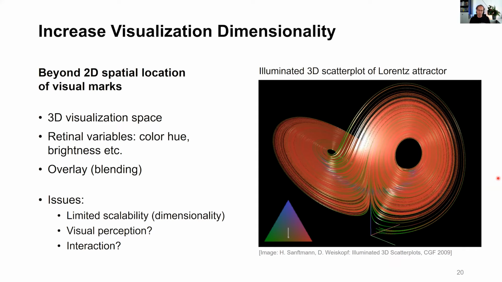First, it has limited scalability for increasing data dimensionality, because of course there are limits to our visual perception. Second, care has to be taken that the additional visualization dimensions can be perceived effectively. And third, interaction might become harder with such a visualization. For example, picking elements in 3D space is much harder than a similar operation or task support in 2D space.